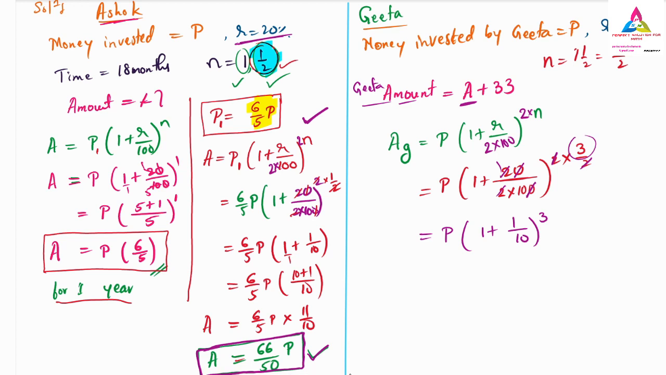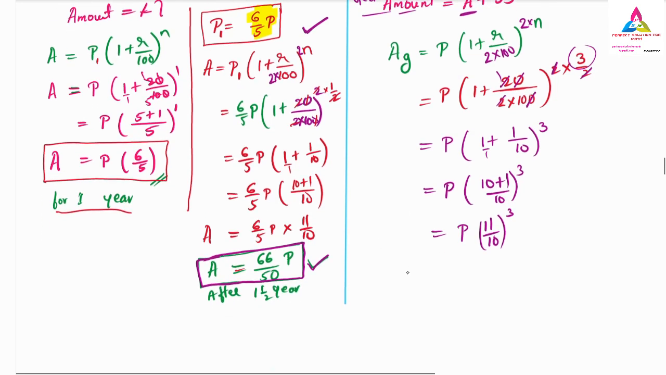And let us continue with the answer. P value we don't know, so we will write P, and the LCM will become 10. So (10 plus 1) divided by 10 raised to 3, and the final answer will become P into (11 by 10) whole cube. Whole cube, you can calculate it, it is not difficult.